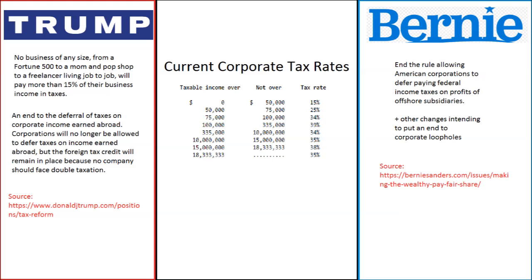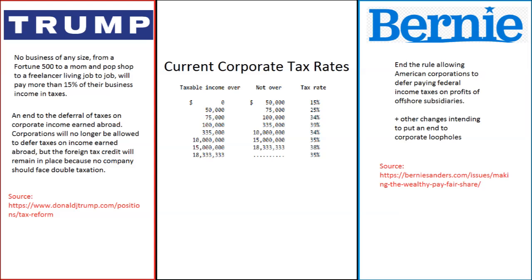Now, the corporate tax rates are where these two candidates really differ a lot. Donald Trump, on the one hand, has this exact quote on his website right now. It says, "No business of any size, from a Fortune 500 to a mom and pop shop to a freelancer living job to job, will pay more than 15% of their business income in taxes." So what that means is that the maximum tax rate in Donald Trump's plan for corporations will be 15%. And that's very interesting because 15% is currently the bare minimum corporate tax rate.